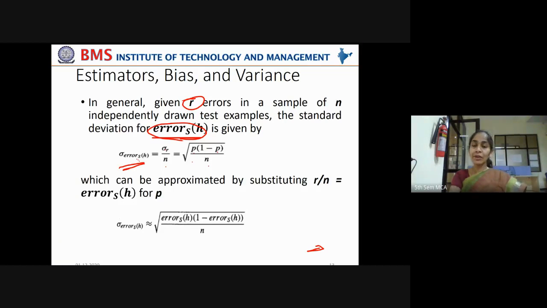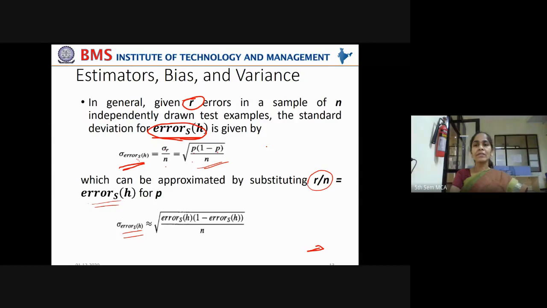Okay, so this is the standard deviation representation that we have seen in the beginning sessions of this chapter. It is probability into 1 minus probability, the event's probability multiplied by the event's non-occurrence. So square root of p into 1 minus p divided by the total number of data points, which can be approximated by substituting r by n, the sample error, in place of p.